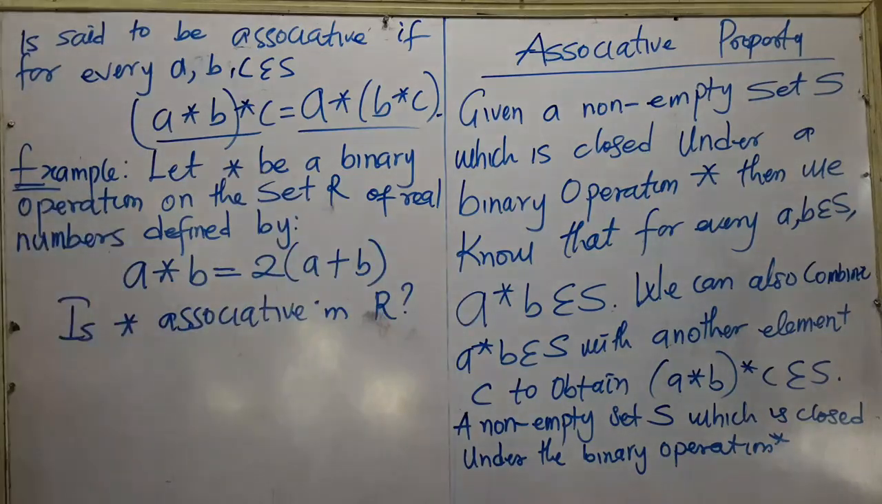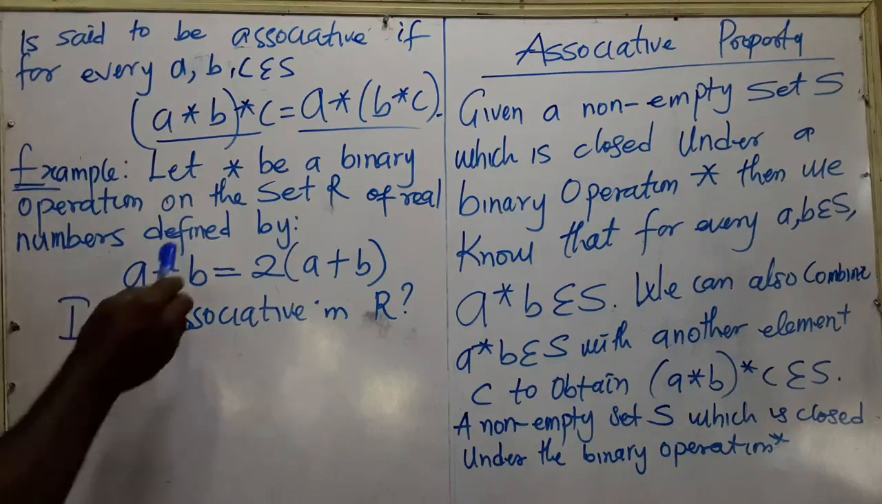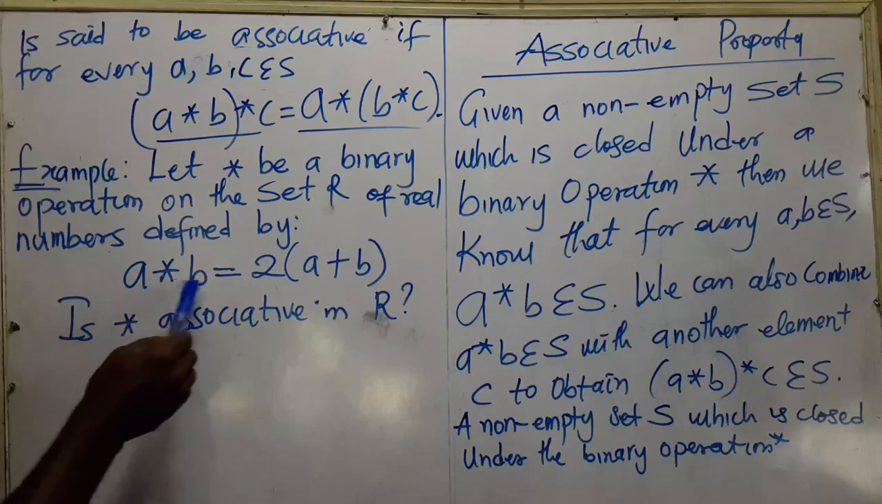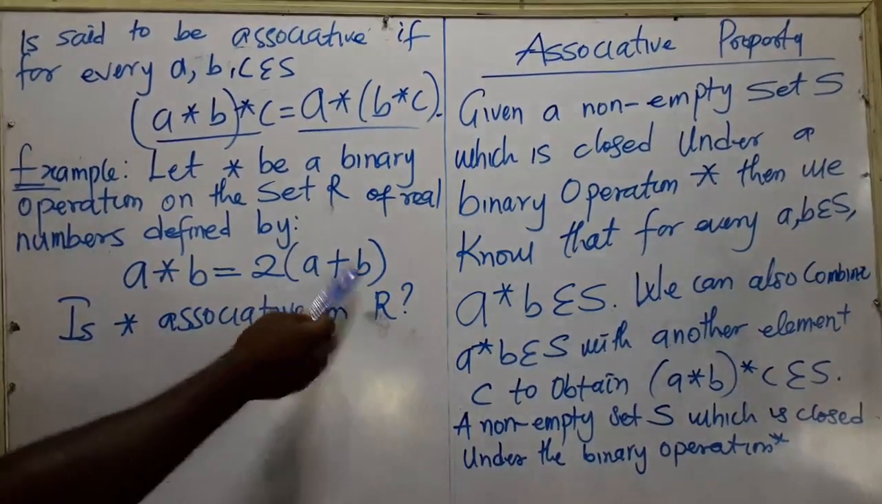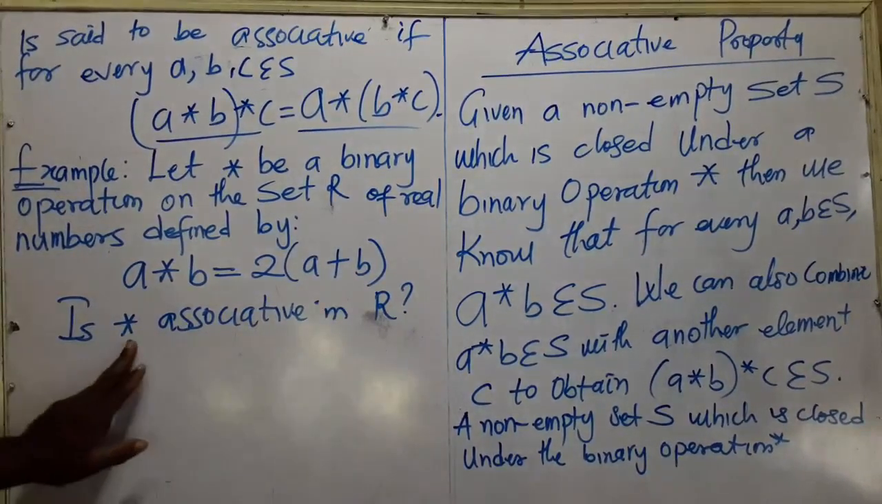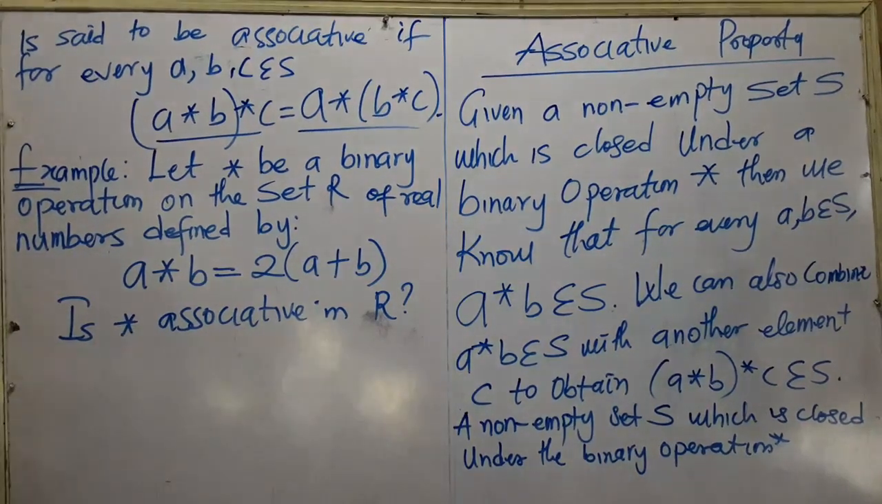Let's try to explain this example. Let the operation be a binary operation on the set R of real numbers defined by A operation B equals 2(A plus B). The question is: is the operation associative in R? We want to use this example to explain the associative property in a way that you will surely get it clean and clear.